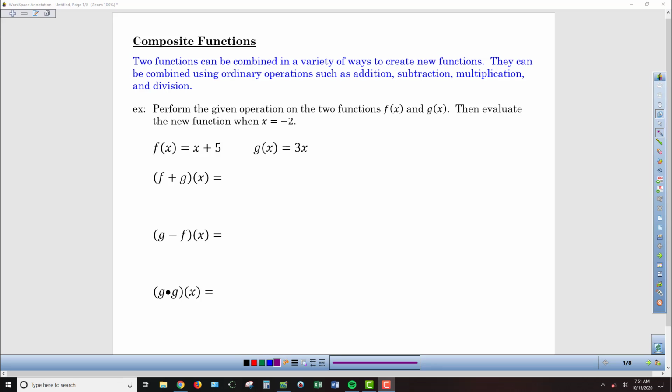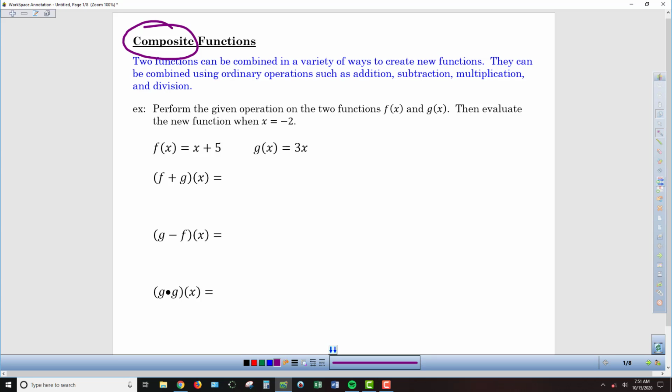There are many different ways that we can combine functions to create a new function. They can be combined using addition and subtraction or multiplication and division. And then there's also another type of combination of functions called the composition of functions, and we'll get to that in the latter part of our notes.